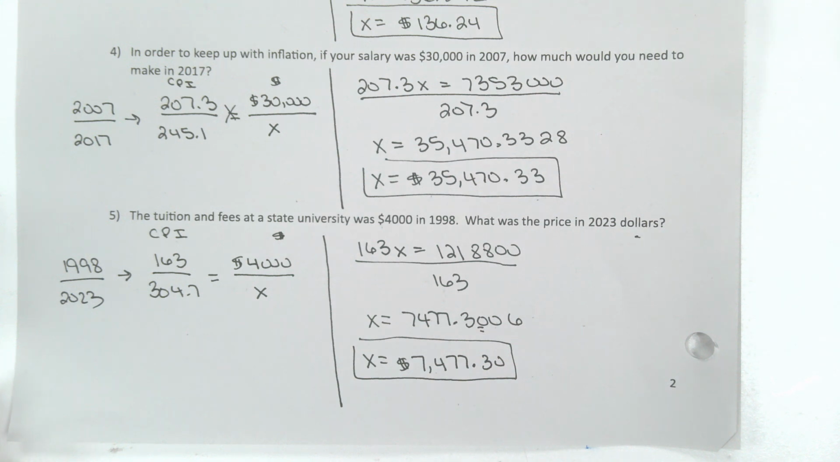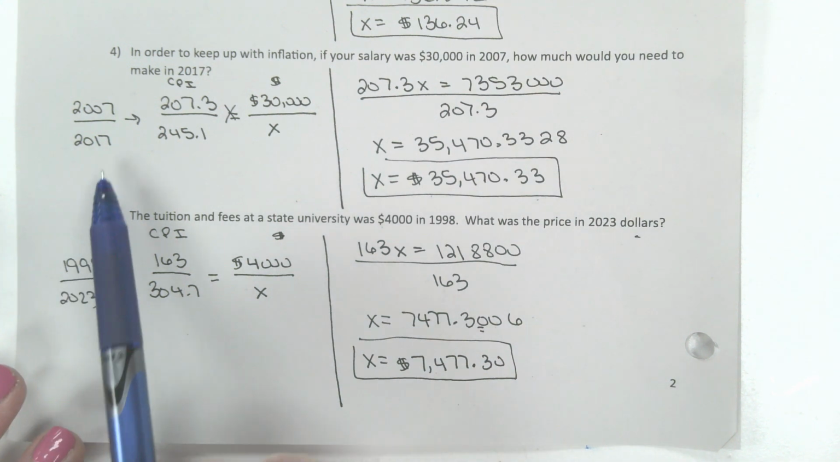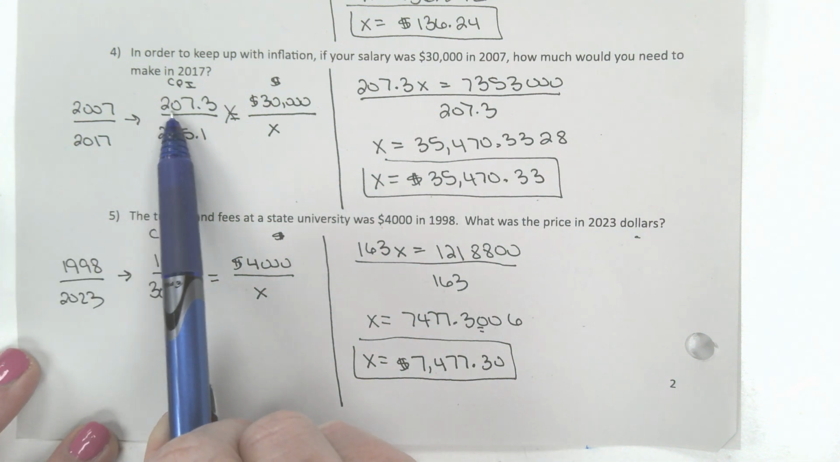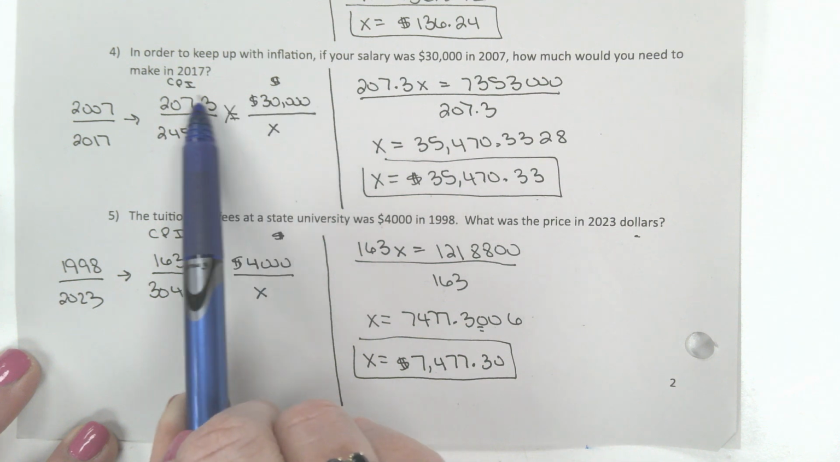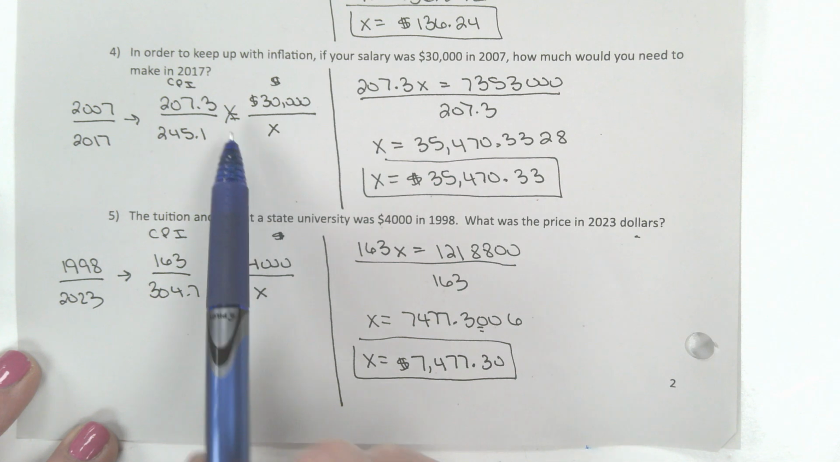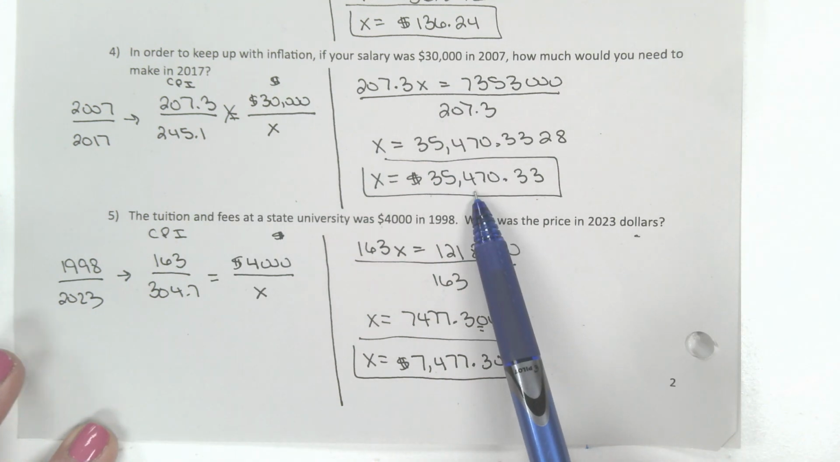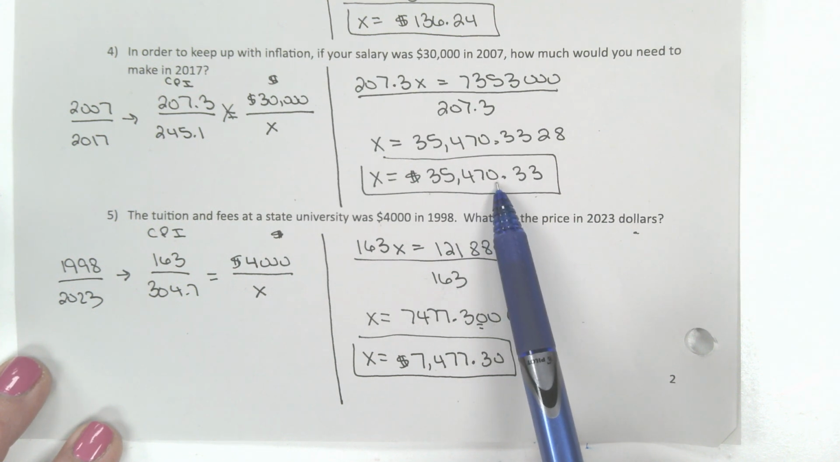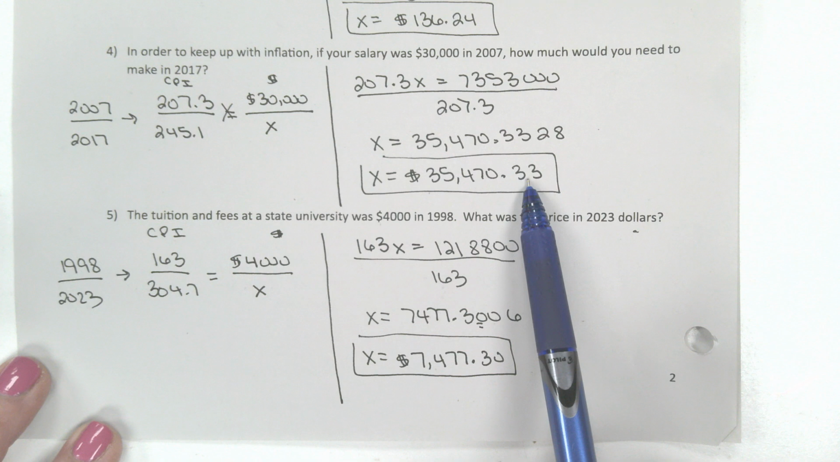On number 4, we're comparing 2007 to 2017. The 30,000 goes with the 2007 amount. The variable goes with the 2017 amount. Cross multiply, and that corresponding salary would be $35,470.33.